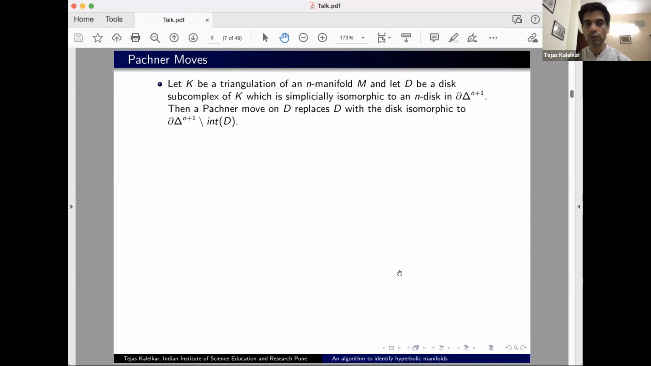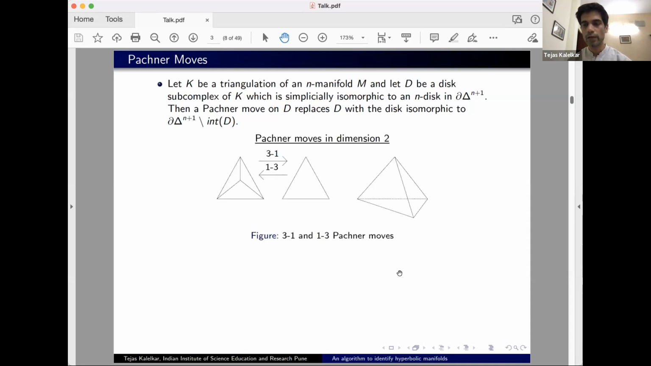So in dimension 2, for example, let's say you had a triangulation of a surface, then one of the possible Pachner moves is where you just take one triangle and you split it into 3, or the reverse process where you take 3 triangles which share a vertex and then you combine them together to give you one triangle. So it's basically a local move that you're making to this entire triangulation of the surface.